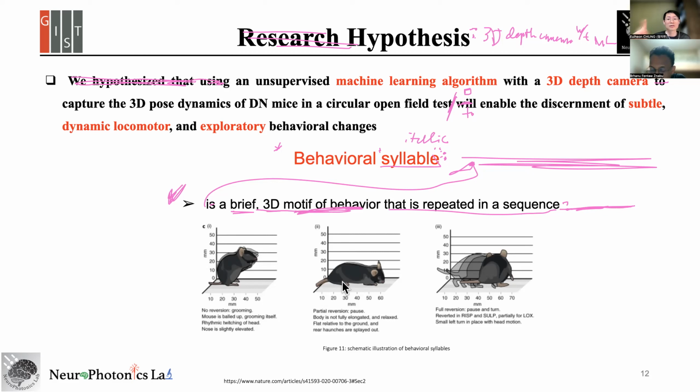Always make the quality of the image good. This is not acceptable. This is bad quality, okay? So no reversing, grooming, folding up, grooming self, rhythmic twitching of head, nose is slightly elevated. So you are now talking about syllable: partial reversion, pause, okay, full reversion, pause, and turn. Okay, find a high resolution image. And this is an interesting one, but nobody can read it.